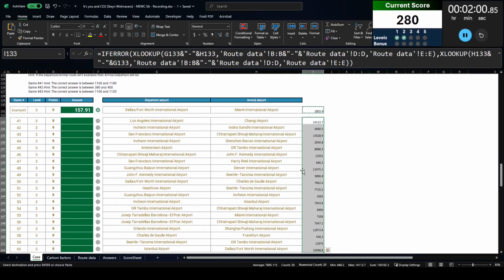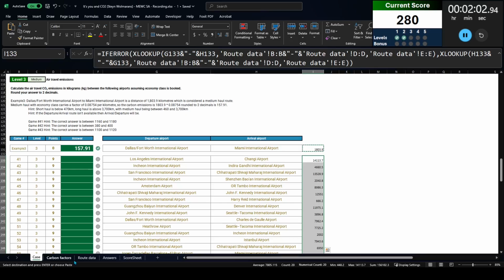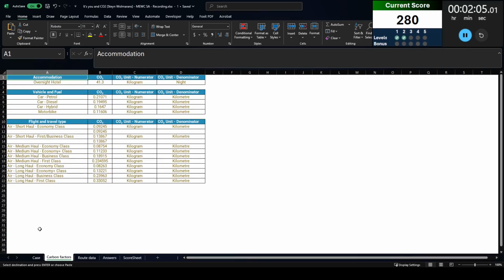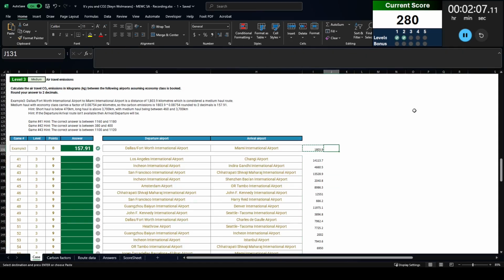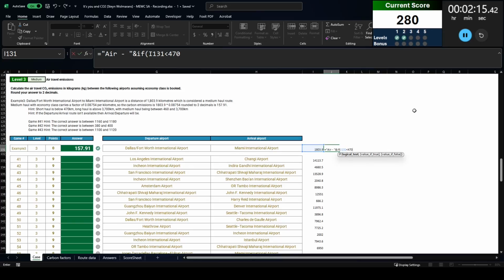Once I get the distance, I can use a formula to concatenate a bunch of strings together. We know we're going to start with air first. I'm going to start with air. Then I'm going to use a formula to determine if it's a short, medium, or long haul flight. And in the end, since we're assuming that economy class is booked, I'm just going to write economy class at the very end of it.